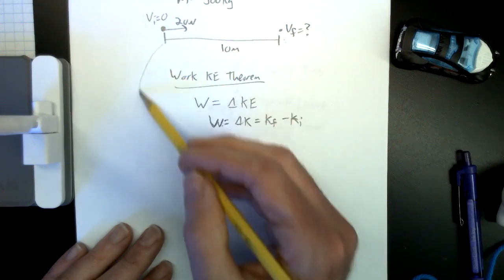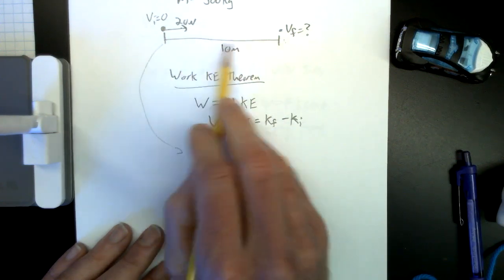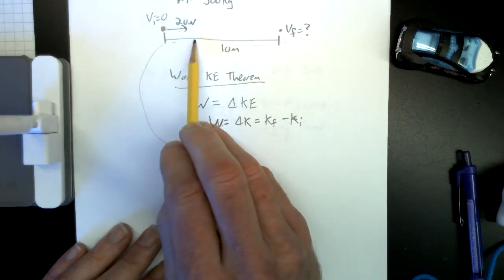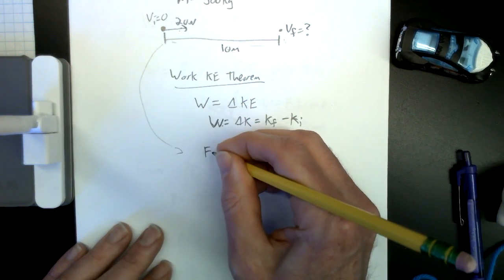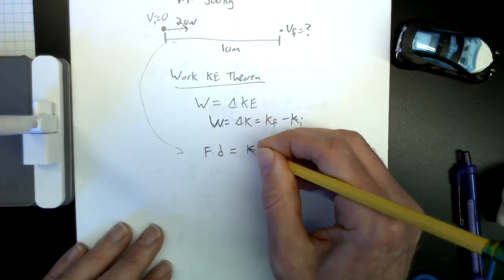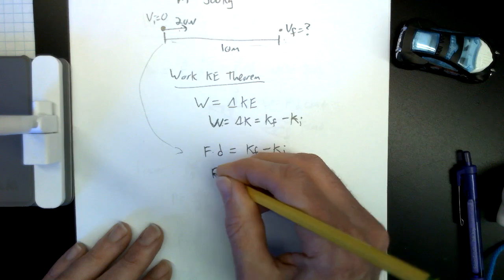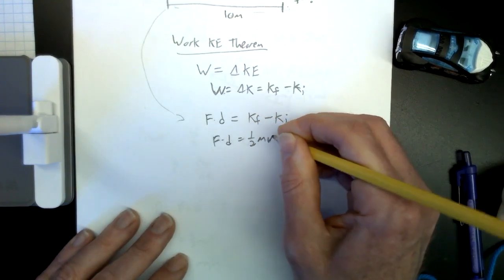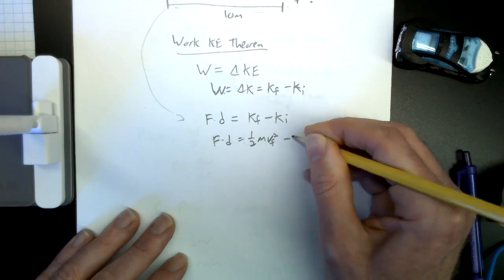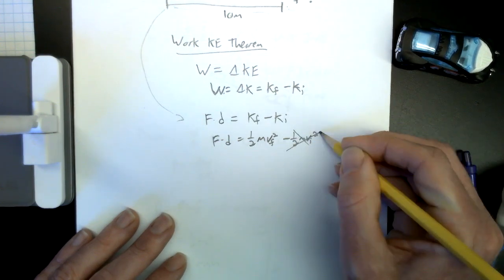So we can use kinetic energy to figure out how fast something's going, and we can figure out the work. Let me show you the example of this problem. I know my work is force times distance. Since my force and my distance are parallel to each other, I don't have to worry about the angle. So I have my force times my distance, and that's equal to my final kinetic energy minus my initial kinetic energy. Of course, that's just 1/2 m times my final velocity squared minus 1/2 times m times my initial velocity squared, which is 0.